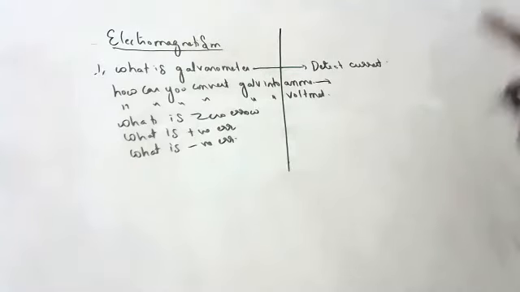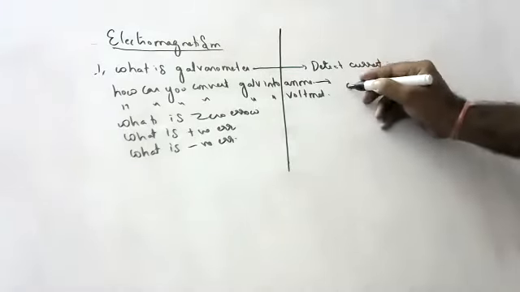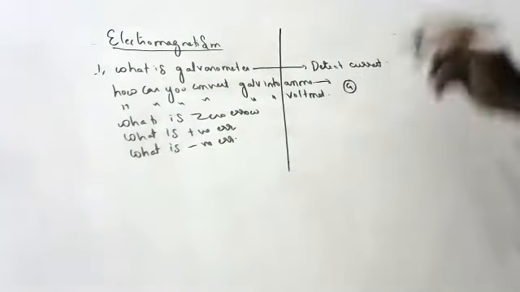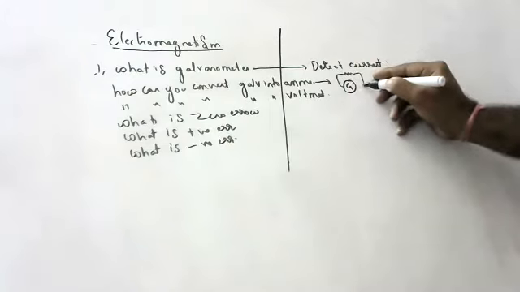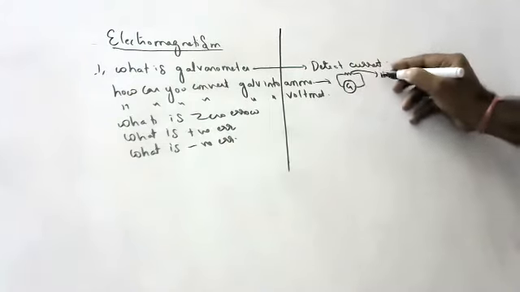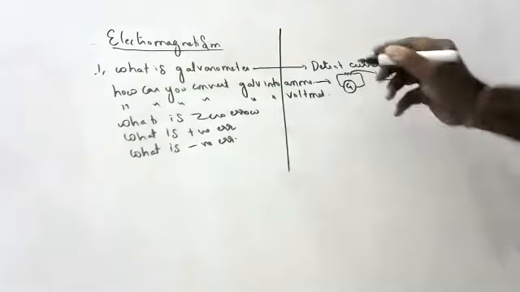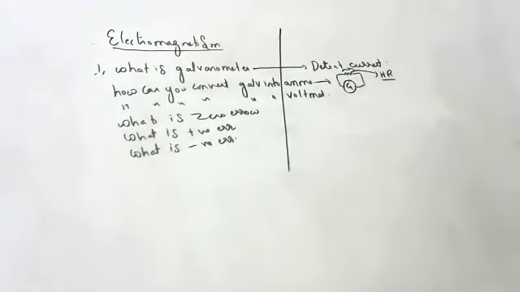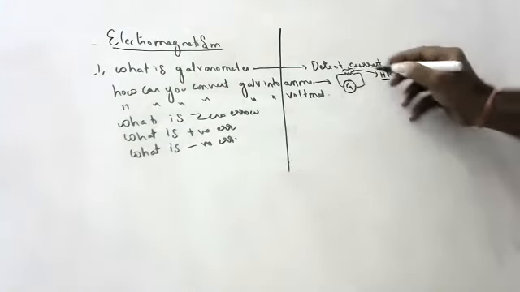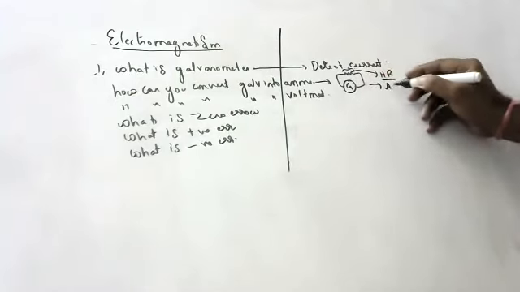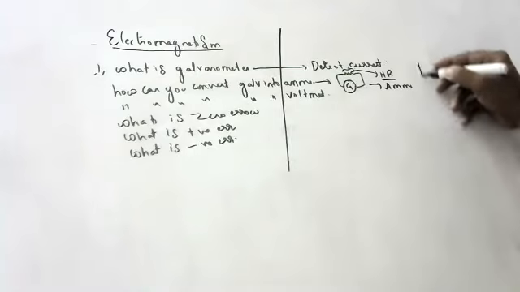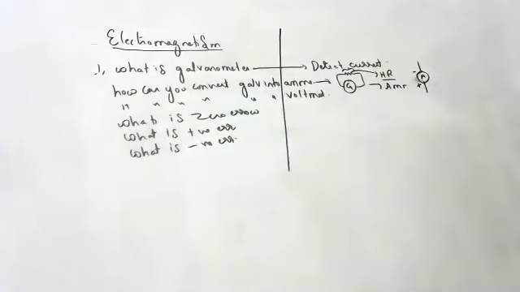If I want to convert a galvanometer into an ammeter, see children, imagine this is the galvanometer. To the galvanometer, in parallel, I have to connect one small resistance. The resistance which I am connecting is called shunt resistance. If I connect a small resistance in parallel to the galvanometer, that will become an ammeter. But an ammeter is always connected in series.